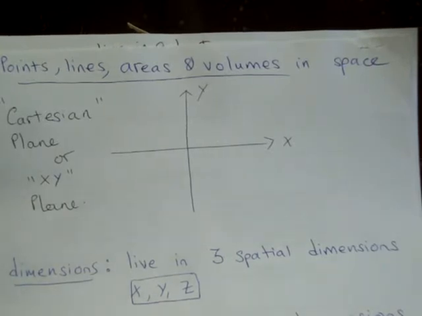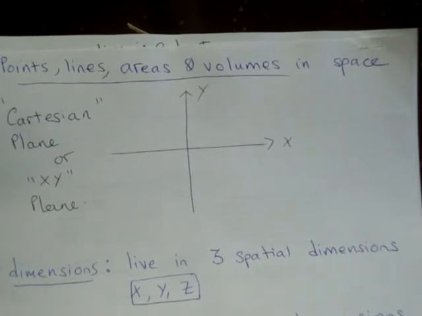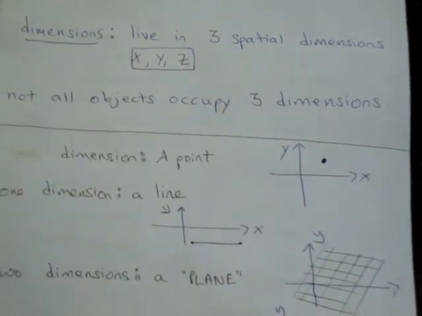So first of all, dimensions. We live in three spatial dimensions. What does spatial mean? It just means we live in three dimensions in space, and you use the word spatial for that. Everything, like if you look at a room, you obviously have a width, a height, and a depth. So there are your three spatial dimensions. In maths, they're sometimes called X, Y, and Z. And not all objects occupy three dimensions. So we'll see which ones don't.